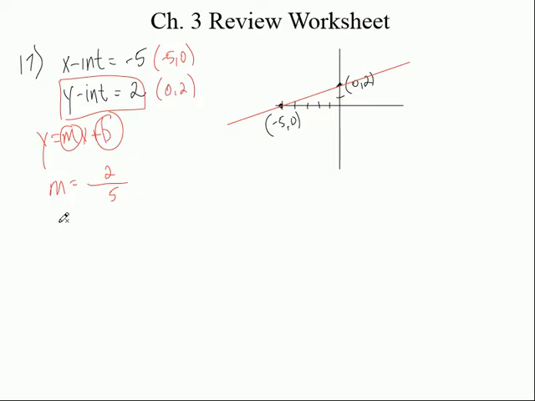Now you just put it all together, make it look real pretty. So y equals mx, which is 2/5 x. And what's the y-intercept again? +2. There you go. Just like that. Make sense? You didn't really have to graph it, but it was nice just to see it.